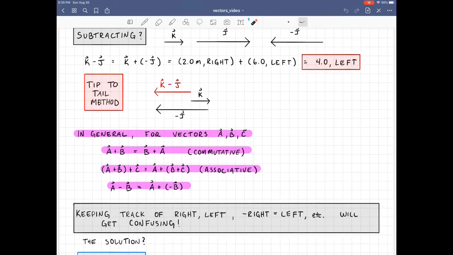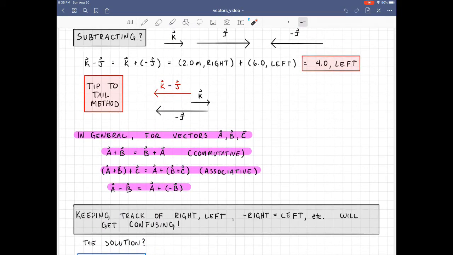Now in general, some general vector algebra rules, if you've got three vectors a, b, and c, a plus b is the same thing as b plus a. This is known as commutative or commutation. If you've got your three vectors, a plus b plus c, that's the same thing as a plus b plus c, so that's called associative. And then the way we treat subtraction is just plus the negative vector, right? And so those are our algebra rules for adding and subtracting vectors.